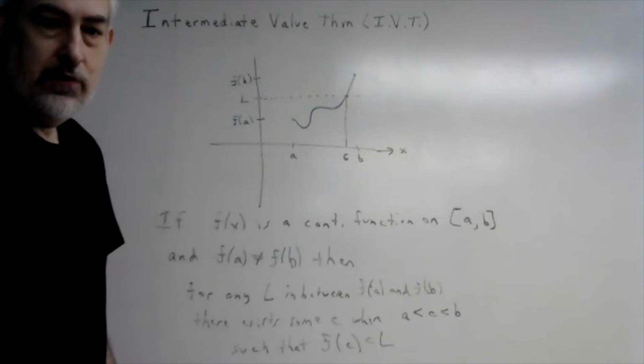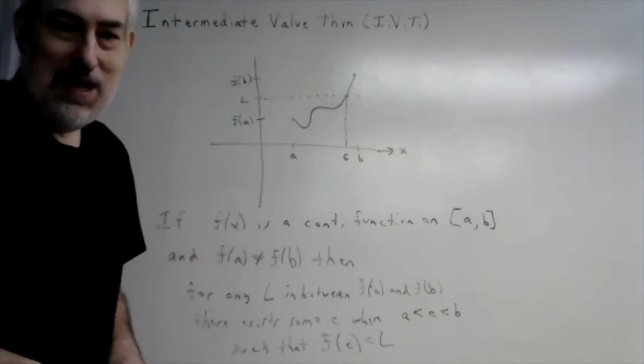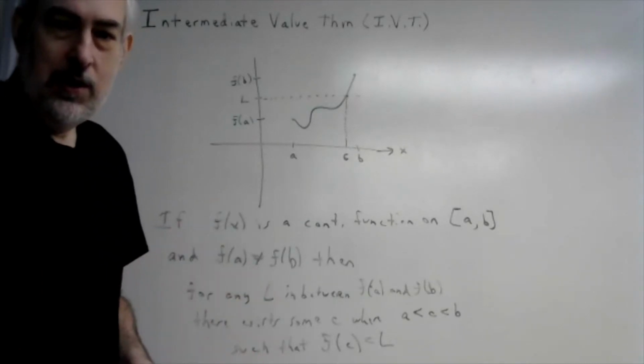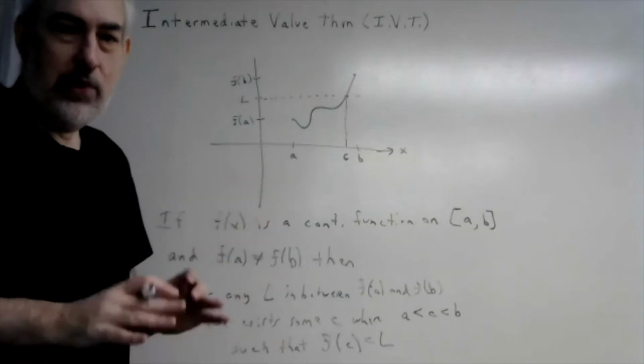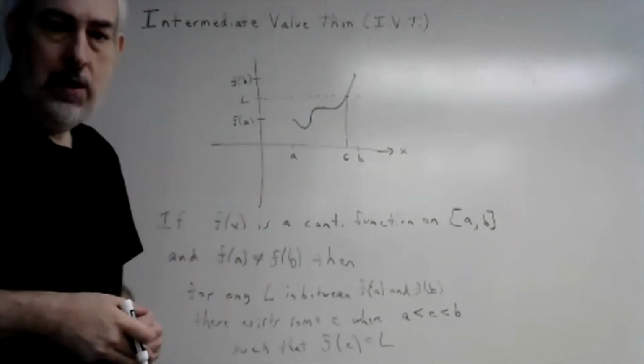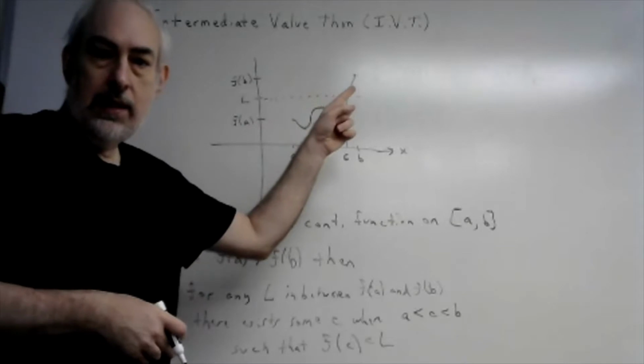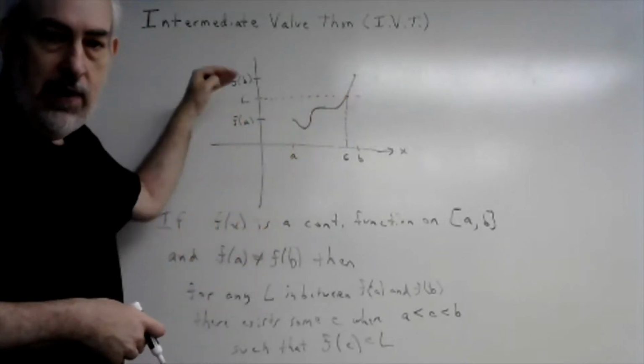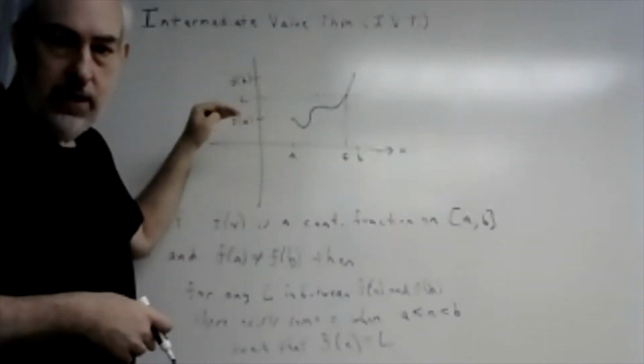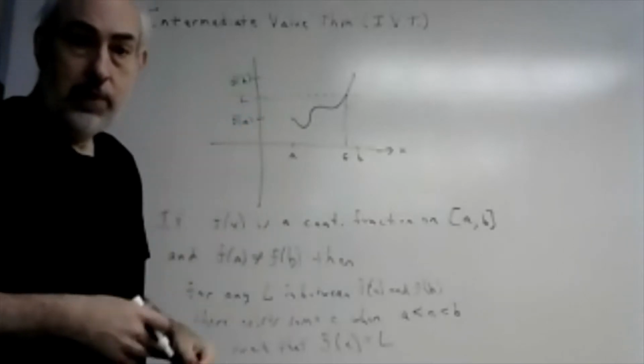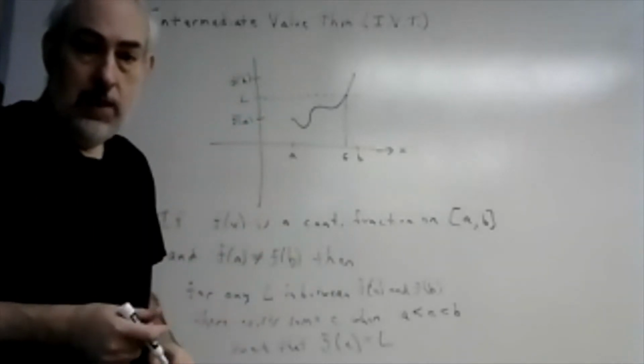Okay, so as you see, the formal statement of the theorem is very long, but if you just think about it graphically, it makes perfect sense. If your function is an unbroken line, it has to cross any value that's in between the two endpoints. Okay, so that's the intermediate value theorem.